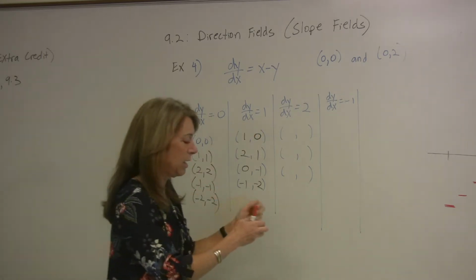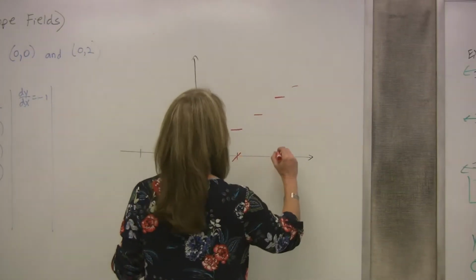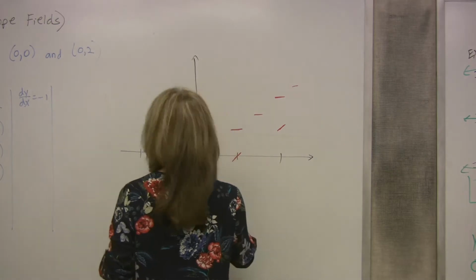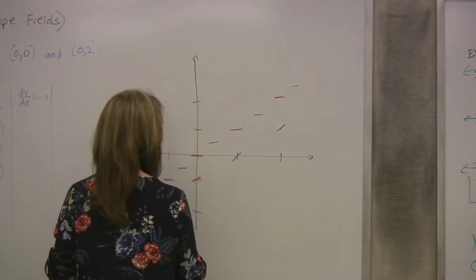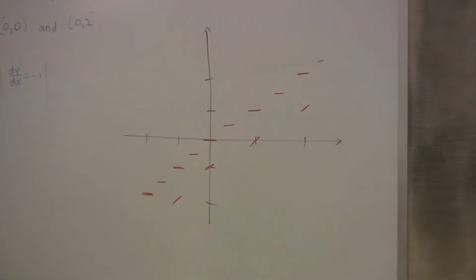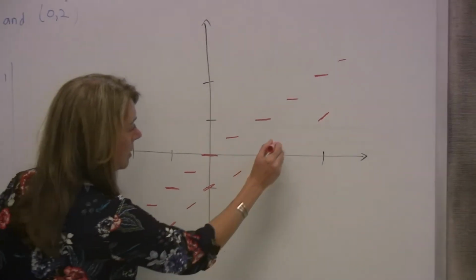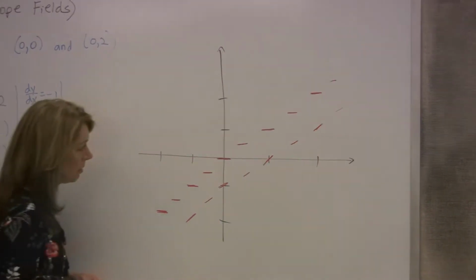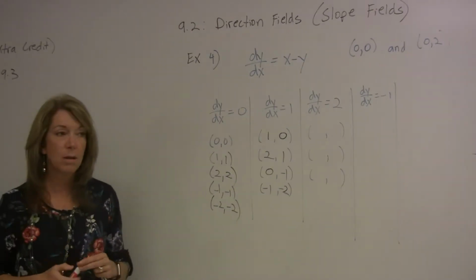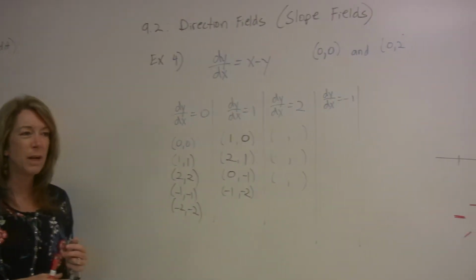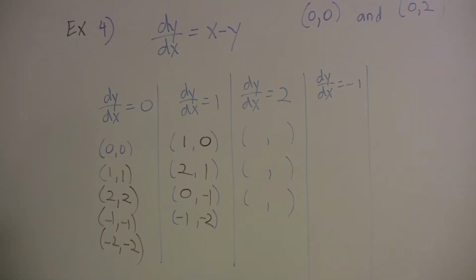So I'm going to come over here. At 1, 0, I have a slope of 1. And at 2, 1, I have a slope of 1. And at 0, -1. And at -1, -2. And then I notice that those all follow that line, so again, I fill these in along there. Over here too. A little bit quicker way to get a bunch of them done, because if you made a table, that's like 20 points on the table right there.